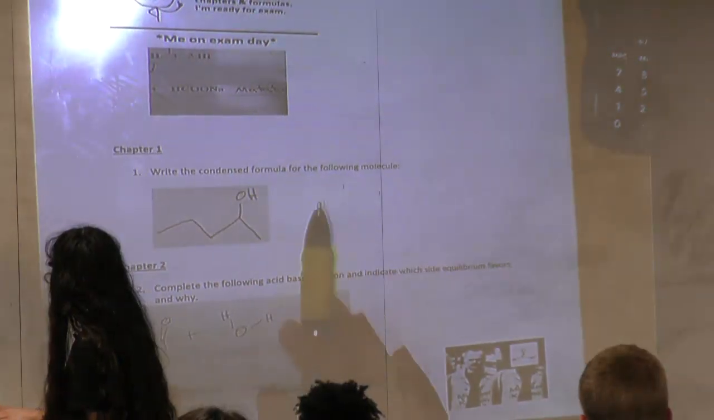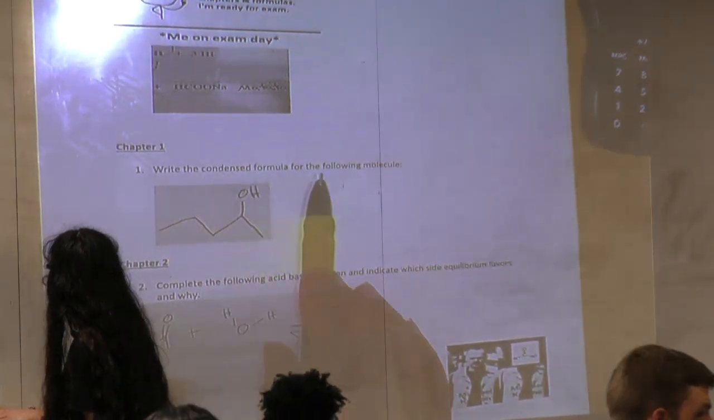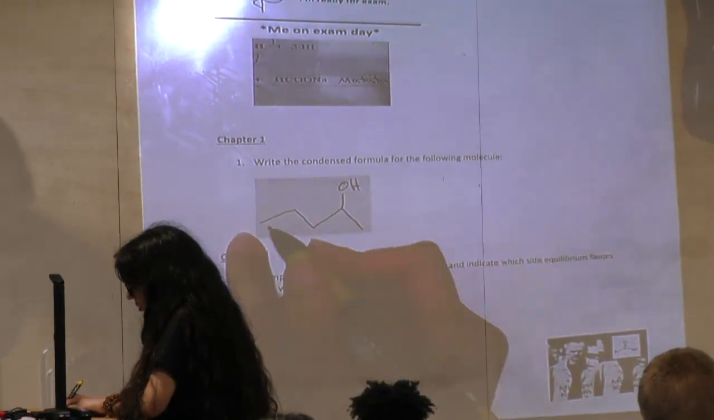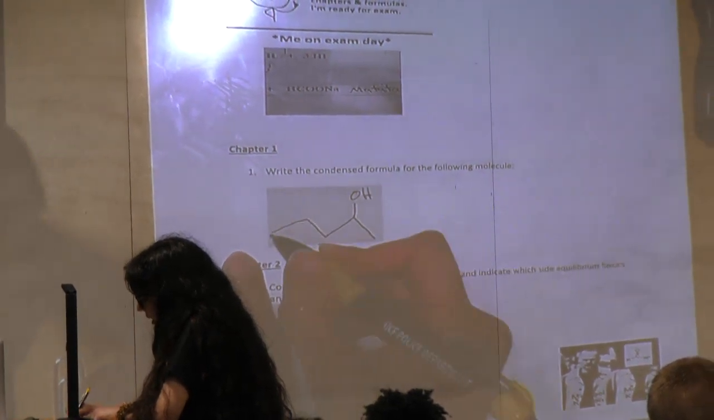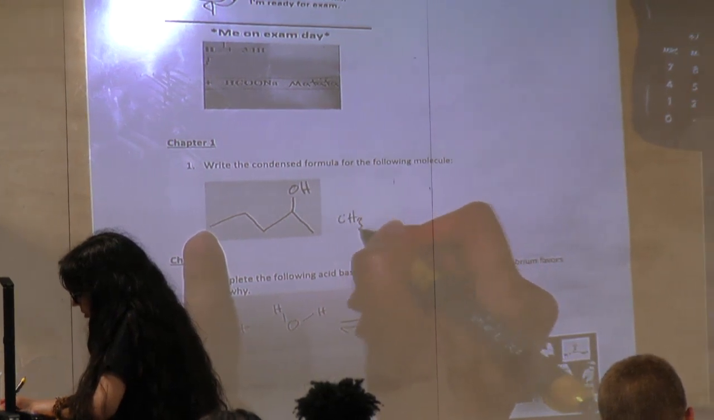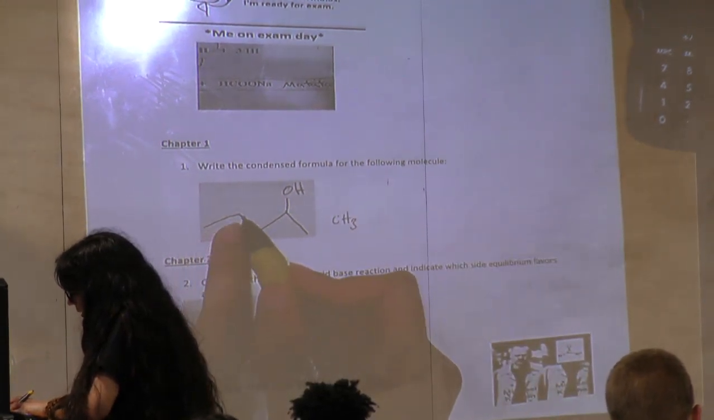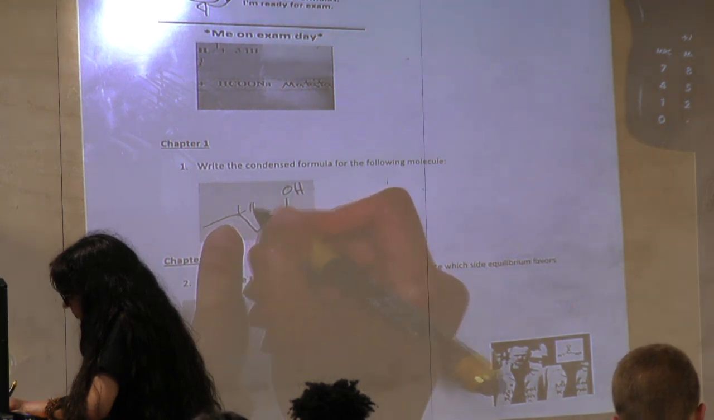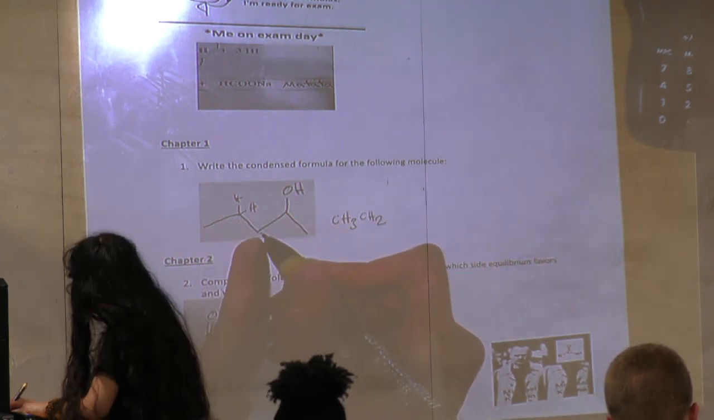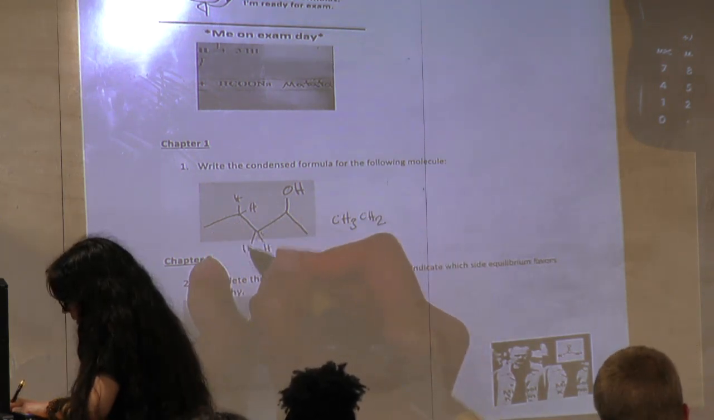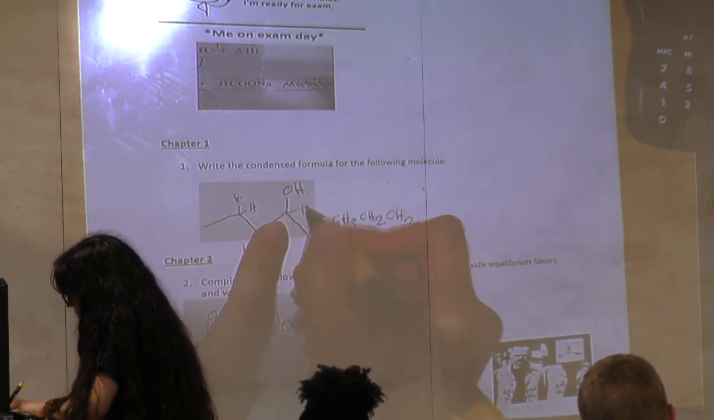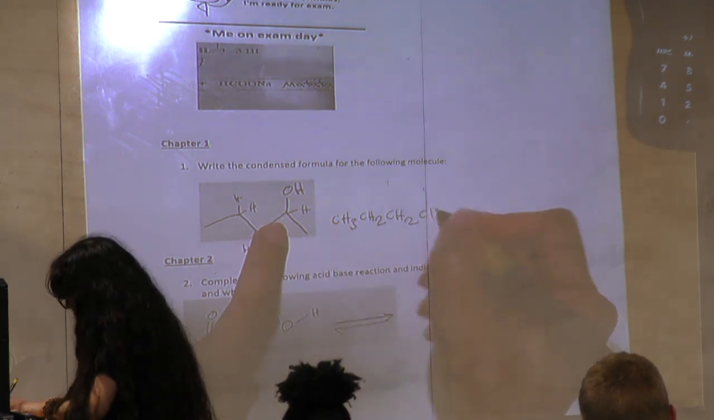So we'll start with question 1. Write the condensed formula for the following molecule. So what we do is on this line here, we have a carbon and 3 hydrogen. So that's CH3. We go to the next side. That's a carbon with 2 hydrogen. So we write CH2. We get to another carbon with 2 hydrogen, that's CH2. Then we get to a carbon. This has 1 hydrogen, CH.